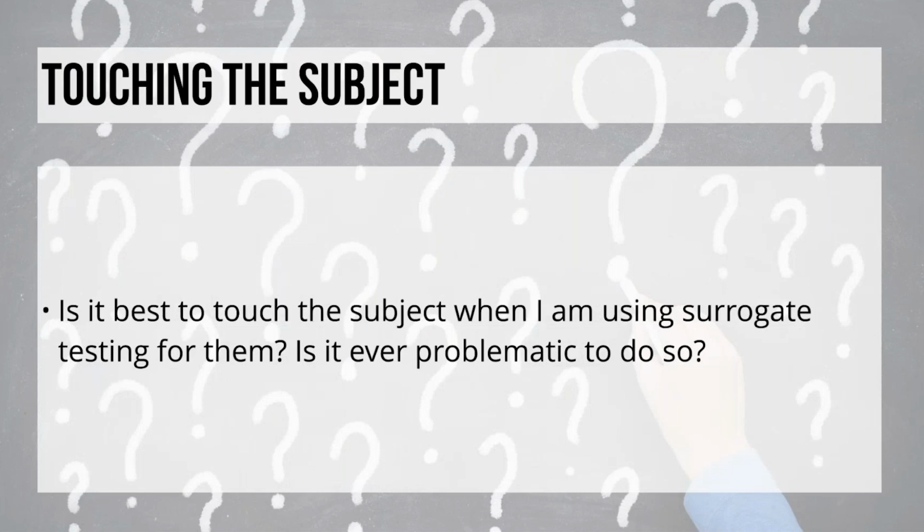Touching the subject. Is it best to touch the subject when I'm using surrogate testing for them? Is it ever problematic to do so? Well, it doesn't really matter. You do not have to touch the subject. If you're within 6 feet or so of them, the answers that you're getting, strong for yes, weak for no, are going to come through whether you're touching them or not.